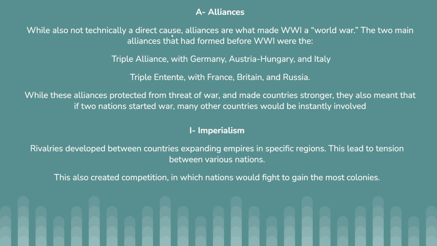While also not technically a direct cause, alliances are what made World War One a world war. The two main alliances that had formed before World War One were the Triple Alliance with Germany, Austria-Hungary, and Italy, and the Triple Entente with France, Britain, and Russia. So while these alliances protected each other from the threat of war and made countries stronger, they also meant that if two nations were to start a war together, then many other countries would be instantly involved.